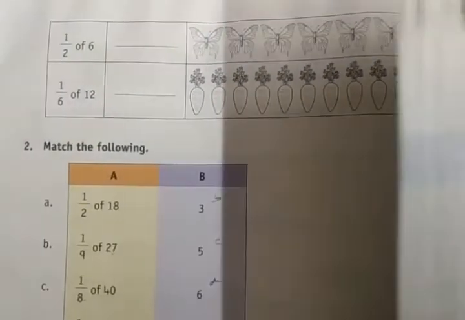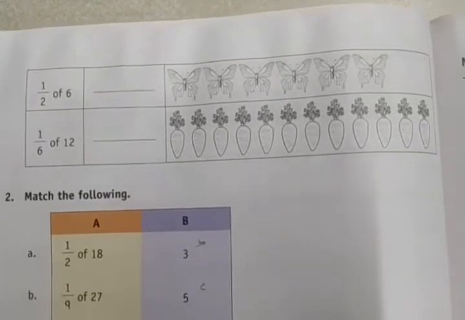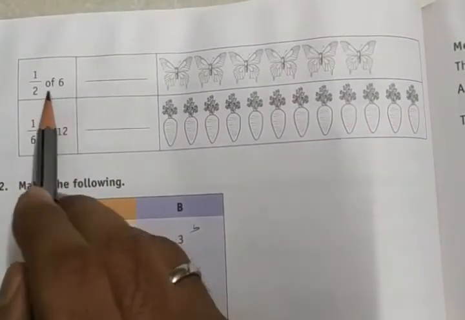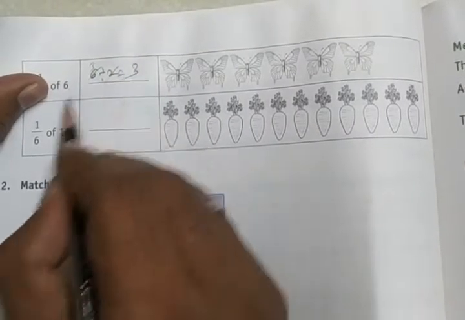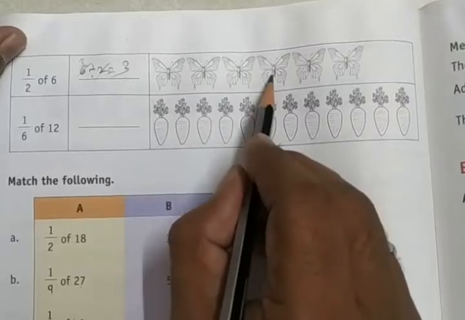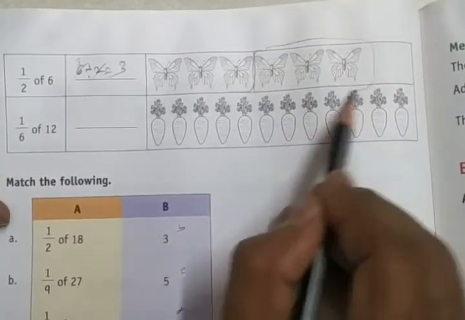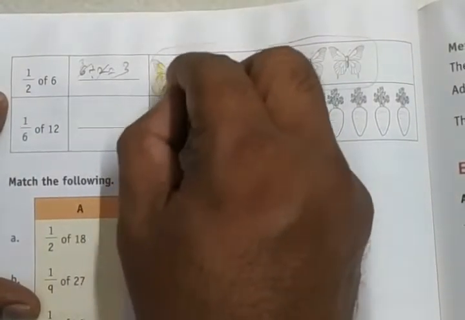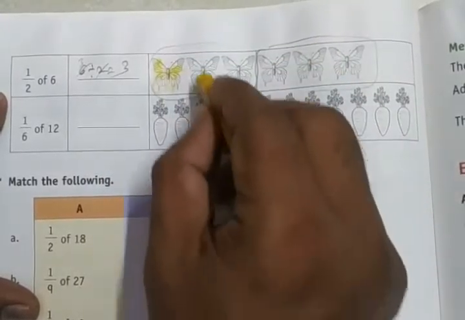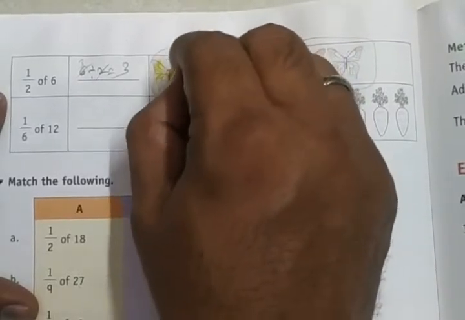Right. So next we have some further examples. This is 1 by 2 of 6. So 6 by 2 is equal to 2 ones are 2, 2 threes are 6. Each part will get 3. This half, 1, 2, 3, 4, 5, 6. Out of 6, this is half, and this is another half. So we have to color these butterflies. Each share will get 3.